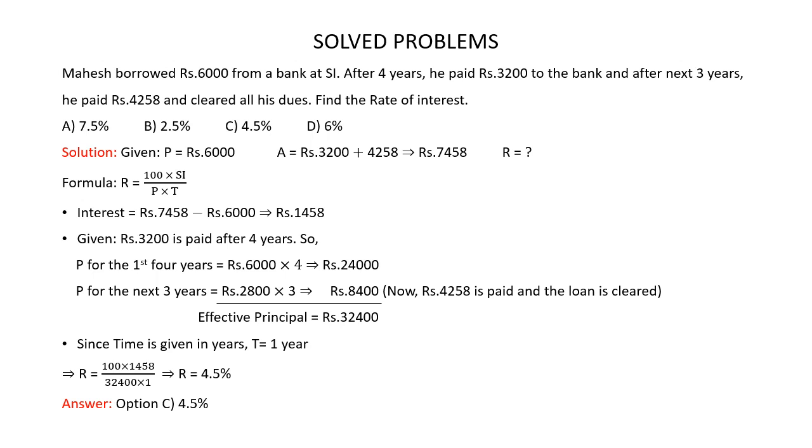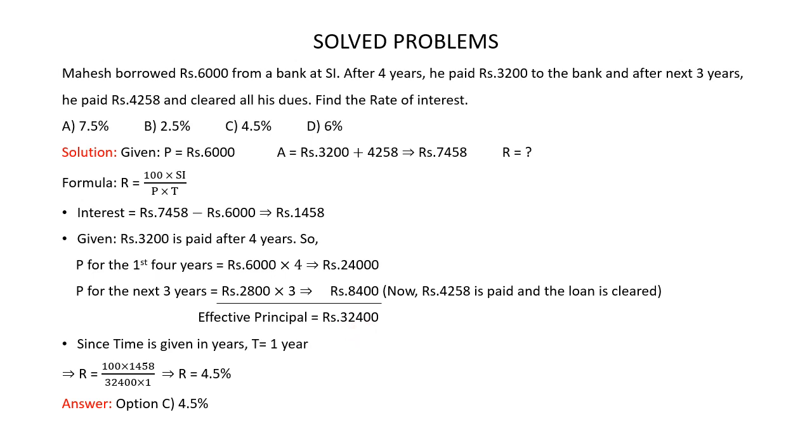But the next payment that Mahesh does is after the next 3 years. So the principal for the next 3 years would be rupees 2,800 multiplied by 3, which is rupees 8,400. So after the next 3 years, 4,258 rupees is paid and the loan is cleared. Now the effective principal here is 24,000 plus 8,400, which is rupees 32,400.